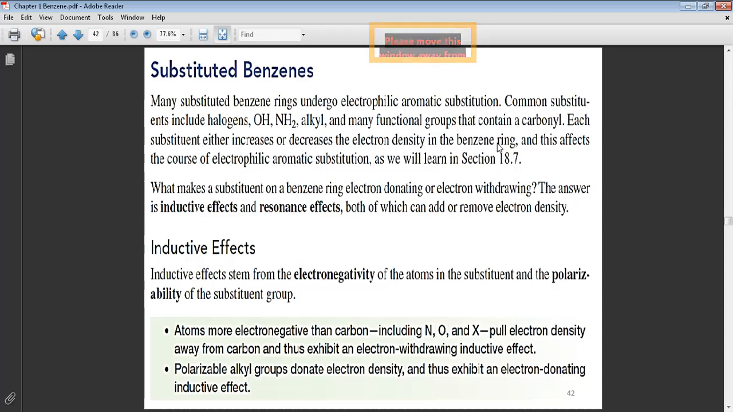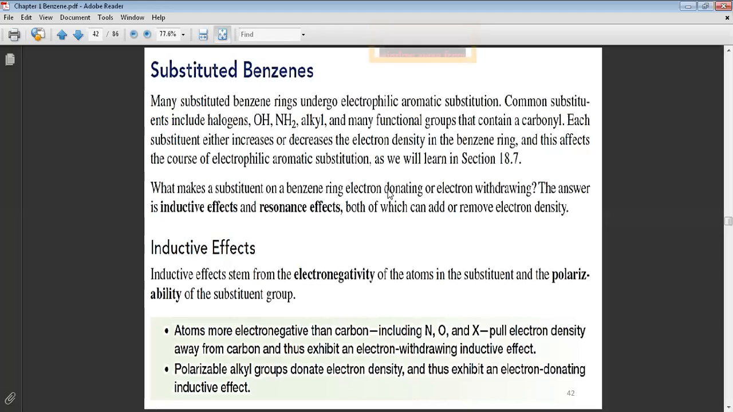As he said in the book, and if you remember the first part. Now I will explain, don't worry about that. What makes the substituent on the benzene ring electron donating or electron withdrawing? If I look at the group, it will be donating or withdrawing. How can you know whether this group will be electron donating or electron withdrawing?